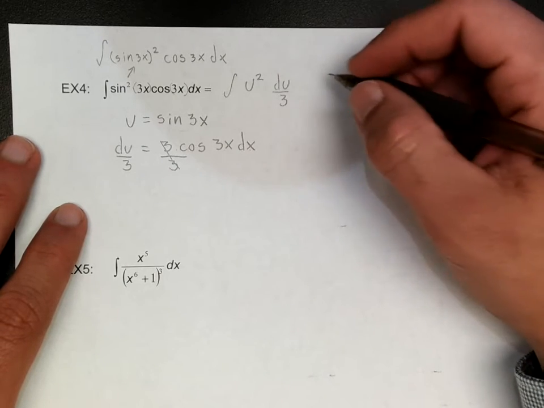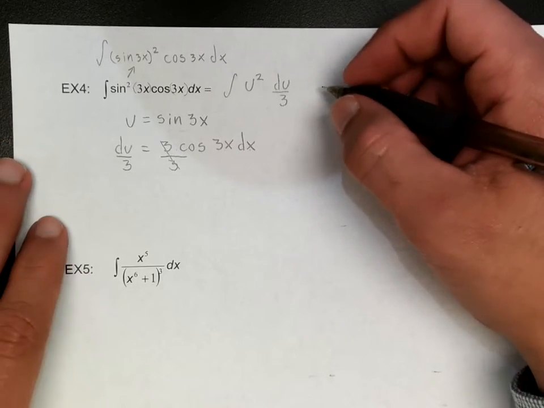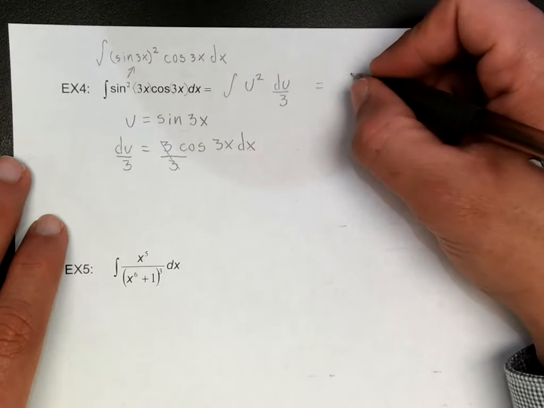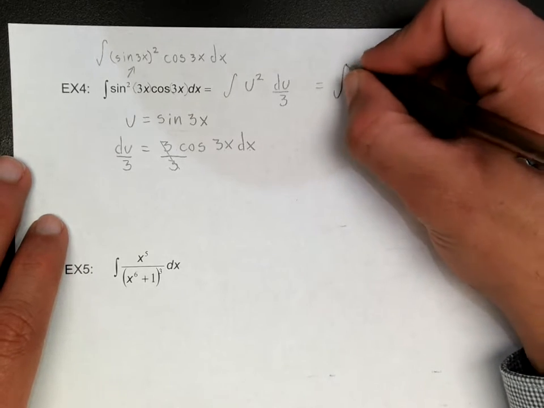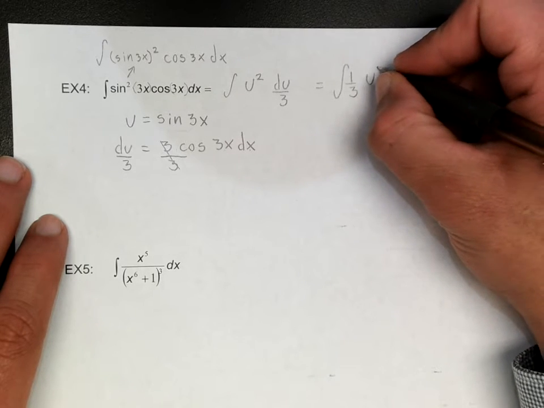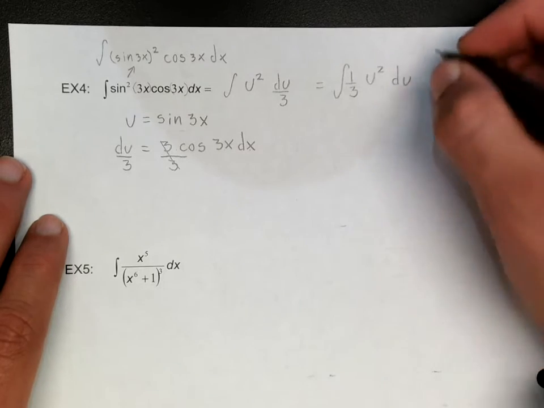So now all I have to do, well, I'm going to go ahead and get this 1/3. I'm going to write it like this. You don't have to necessarily get it out if that really bothers you. You can just leave it in there. And now I'm going to integrate this.